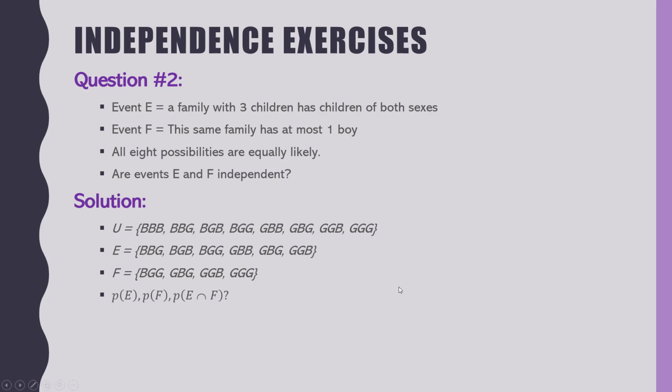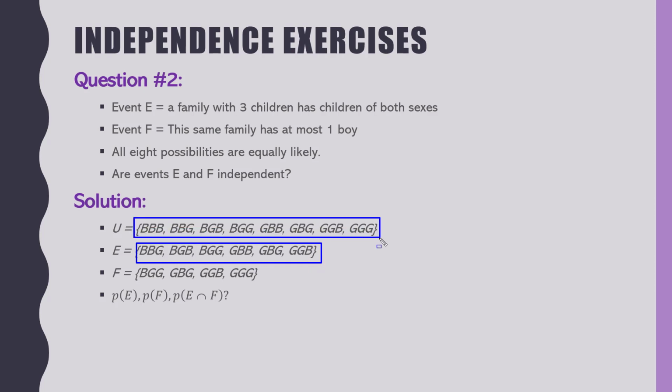They have at most 1 boy. Well, that means boy-girl-girl, girl-boy-girl, girl-girl-boy, or girl-girl-girl. There's no case where there are 2 boys. They have at most 1, so 0 or 1, basically. So now, what are those values? What's the probability of E? Well, it's 6 divided by that number there, which is 2, 4, 6, 8. Right? Did I count that right? Yeah, 6/8, thank you. I just counted wrong.